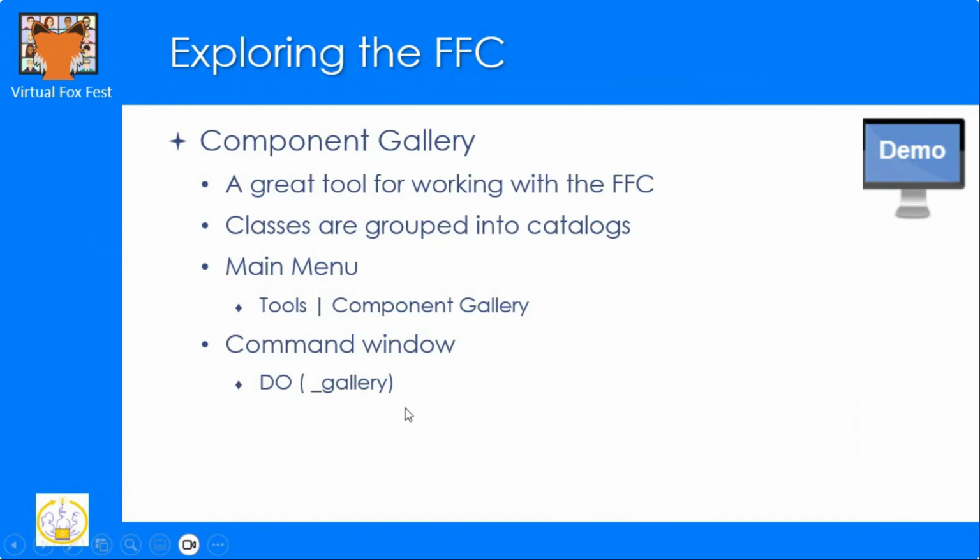The Component Gallery contains classes that are grouped into catalogs. And so you kind of have to know what catalog to look in, which, I think in the white paper, I made the analogy of hunting for an item in the grocery store. You kind of have to know what group it's in. So you might look one place and have to go and look at another place. Anyway, the Component Gallery is launched from the Tools menu.